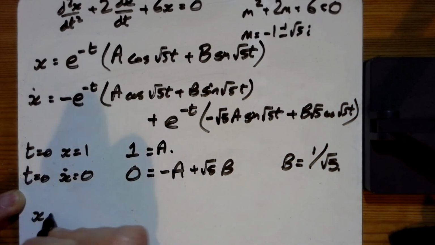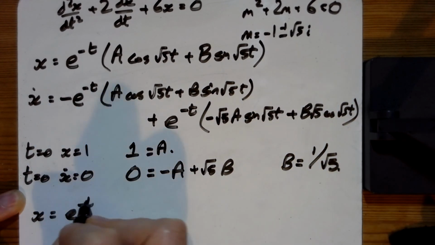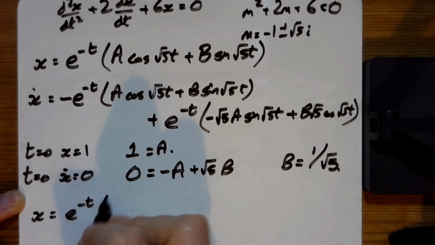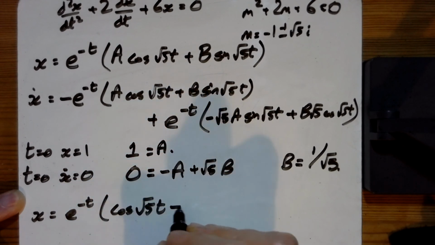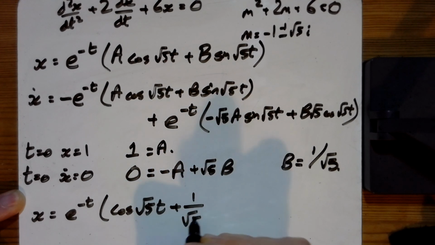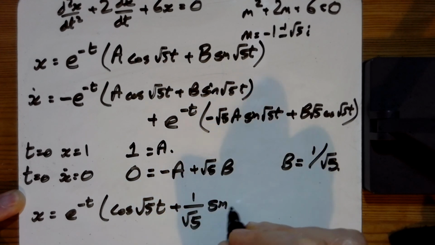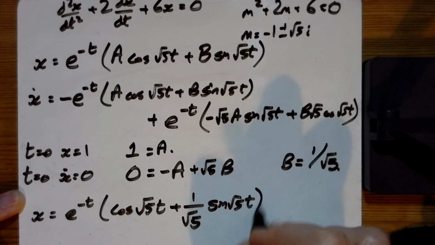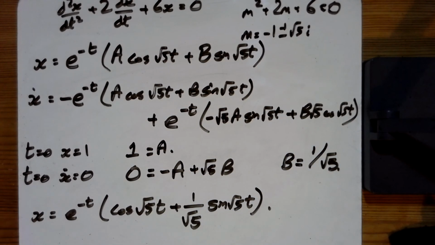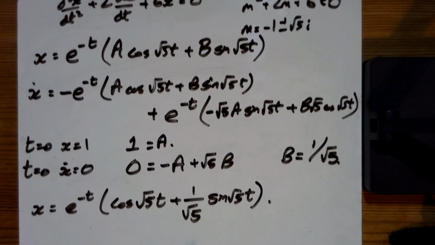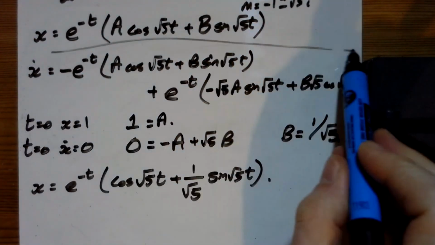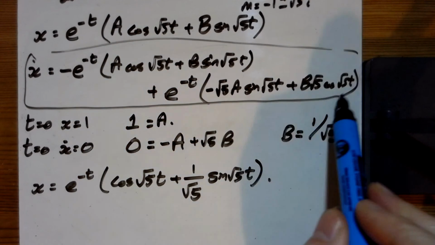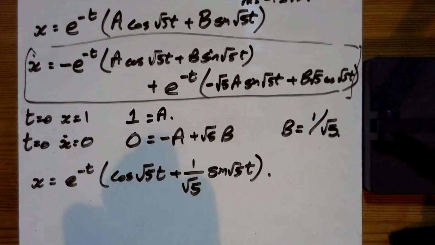And so the answer is e to the minus t, and that is cos root 5t plus 1 over root 5 sine root 5t. There's that bit there. So that's part A done. So for part B, we want to know when it's at rest again. So again, we're looking at this part here, and we want to know when that's equal to 0, don't we?